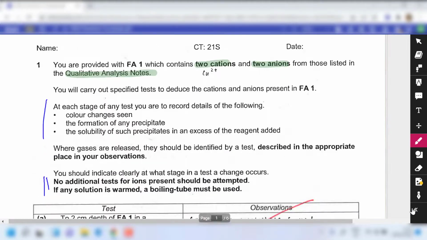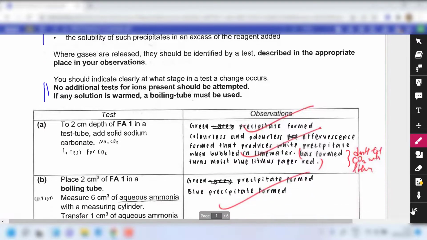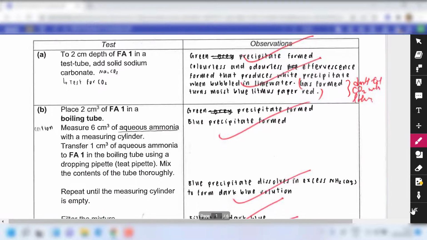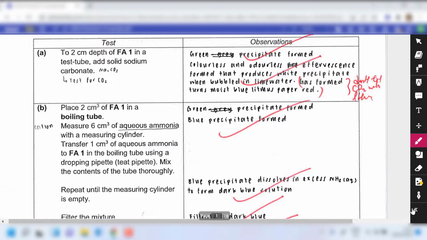So we'll look at one of your classmates' responses and discuss accordingly. If you remember from 1A, to the solution we added some sodium carbonate. So remember some of the precautions which I told you about. You are expected to observe some green precipitate. If you recall what you viewed earlier on, you have observed it.